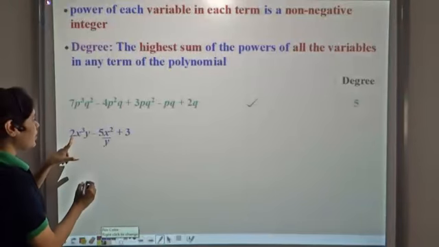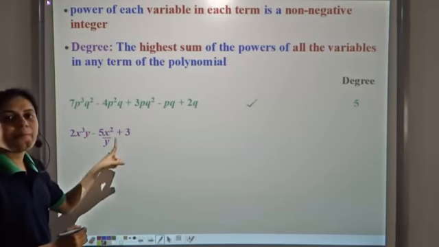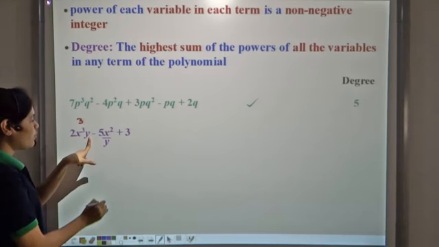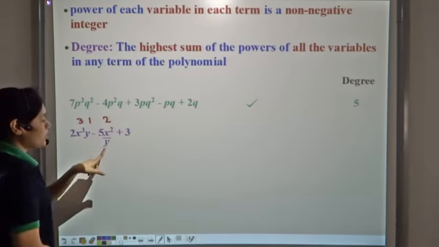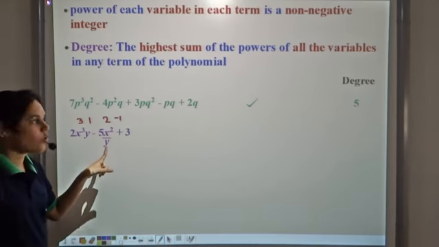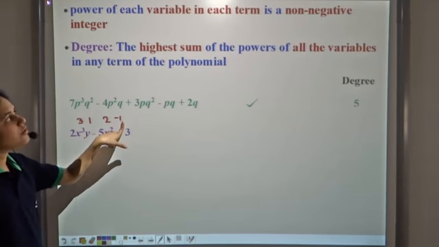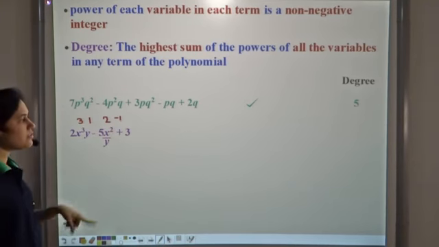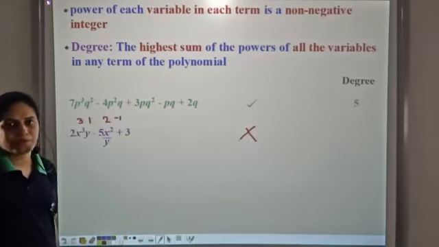In this expression, we have 2 variables, x and y. Let us see what their powers are in each term. Power of x here is 3. Power of y here is 1. Power of x here is 2. Power of y is negative 1 because y is in the denominator. So we have 3, 1, 2 and negative 1. So the power of each variable is not a non-negative integer. We have a negative integer here. So this is not a polynomial.